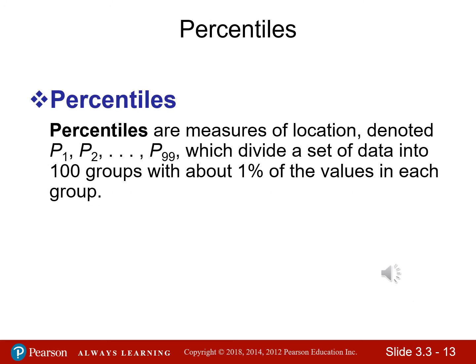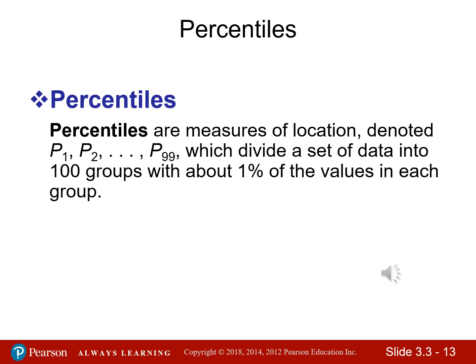A z-score is a measure of position, but percentiles are measures of location, and we denote percentiles with P1, P2, and so on all the way through P99. This divides a data set into 100 groups with about 1% of the values in each group. Another way to describe percentiles is that a percentile is a number where certain percentages of scores fall below that number. Percentiles are commonly used to report scores in tests like the SAT, the GRE, or the LSAT.